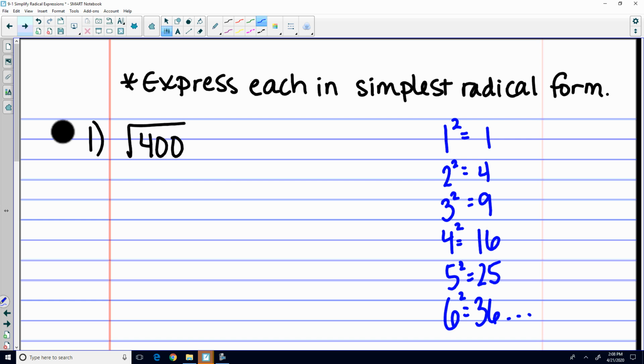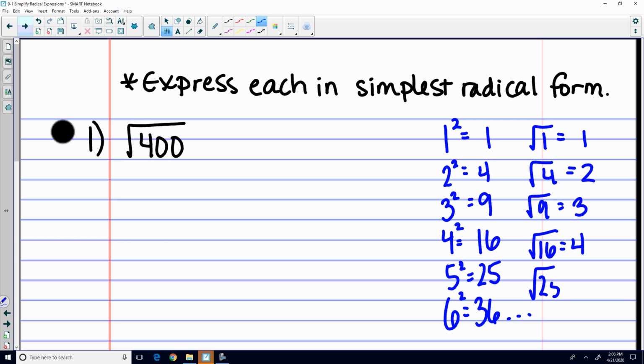Those numbers are going to be so important because if I have the square root of 1, it's 1. If I have the square root of 4, it is 2. These work backwards. If I have the square root of 9, it is 3. The square root of 16 is 4. The square root of 25 is 5. And the square root of 36 is 6, and on and on and on. You're going to want to either have a list out or get really comfortable with those numbers. So remember, the number times itself is a perfect square.